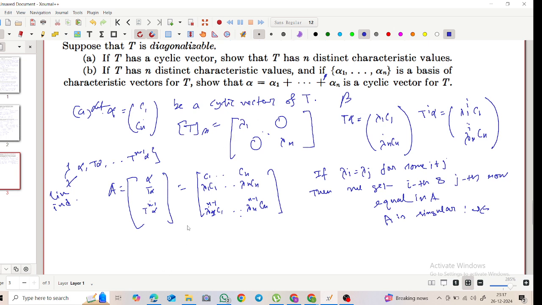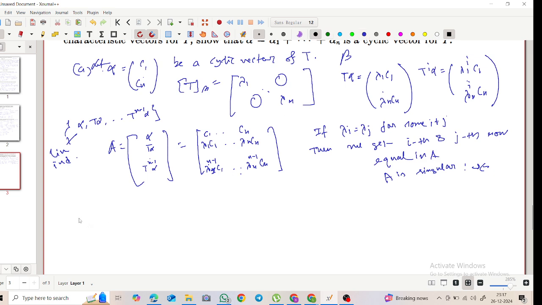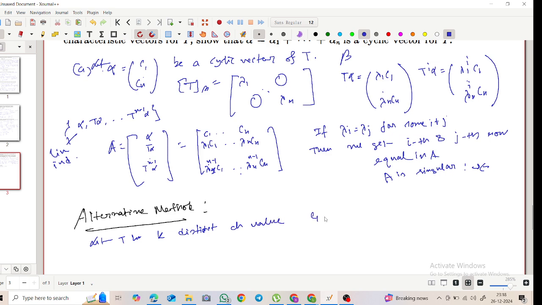There is an alternative method to prove A as well. Alternative method. So what we basically do is, let T have k distinct eigenvalues c1 to ck. Since T is diagonalizable, what will be the minimal polynomial? Product of these factors, right?